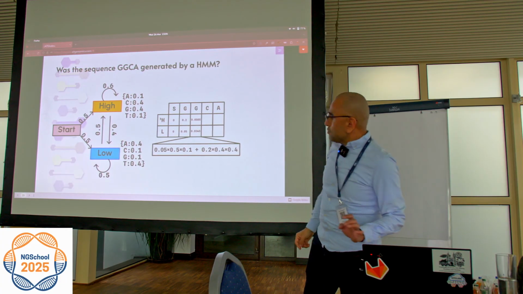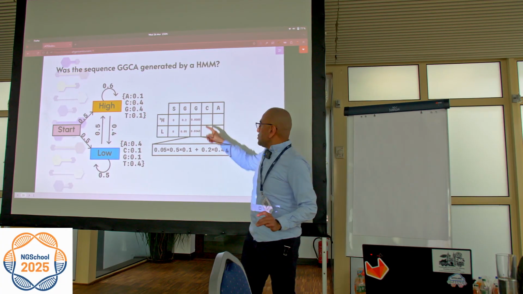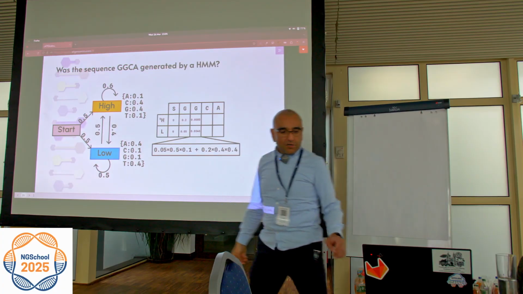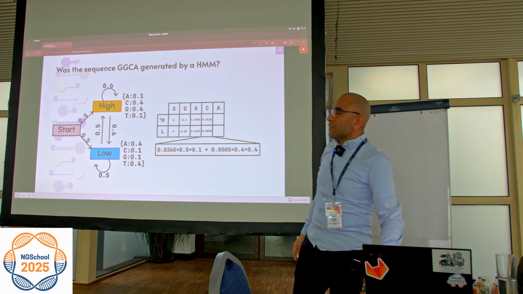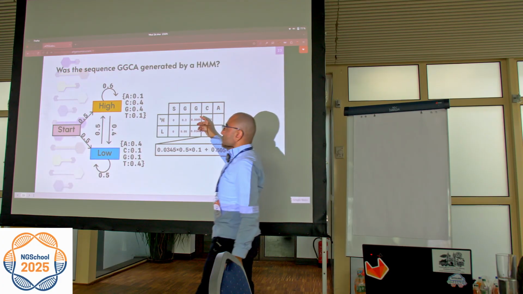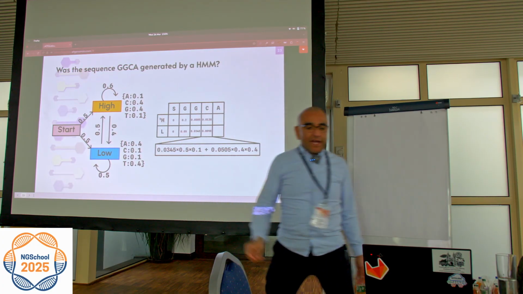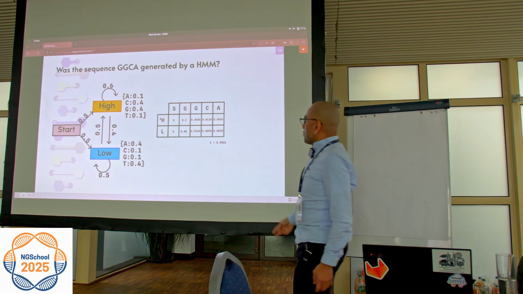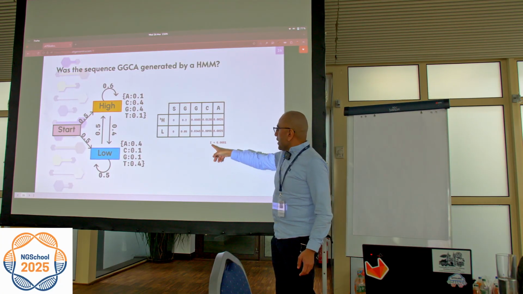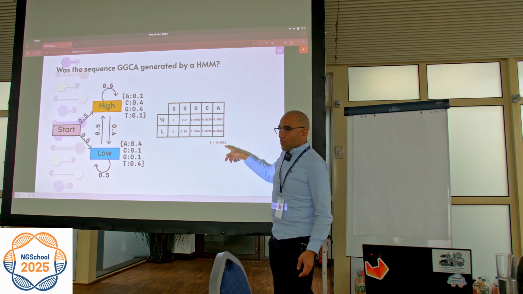And the same is true for G being emitted by the other category, and we can progress in the alignment calculating the probabilities of each nucleotide being emitted by these states. When we reach the end, we add the two probabilities that we came up with, adding up to 0.0051.